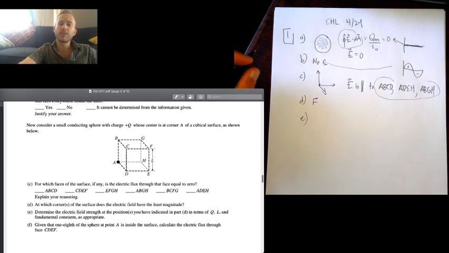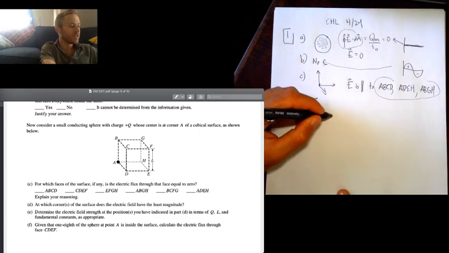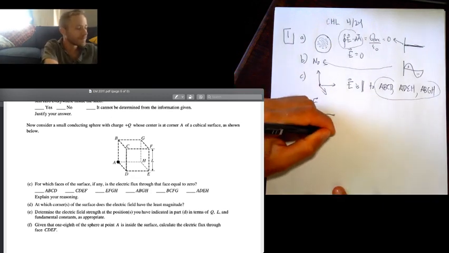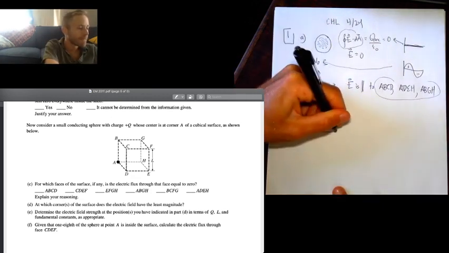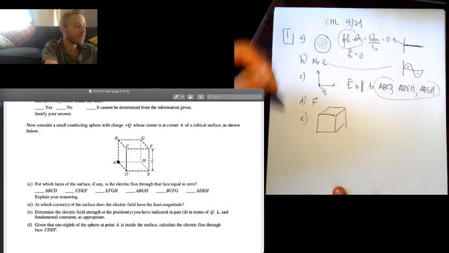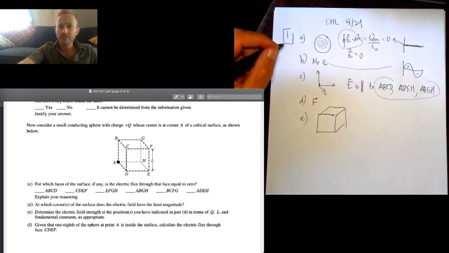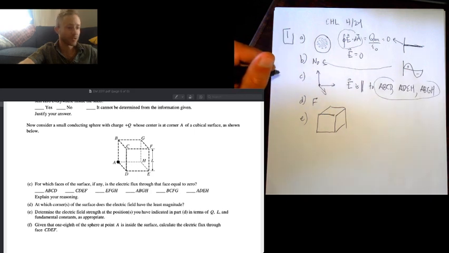Determine the electric field strength at the position you have indicated in part D in terms of fundamental constants, Q and L and all that stuff. Okay, so what is the distance across the diagonal of a cube? That's what we're trying to figure out here. Do you guys know the Pythagorean theorem in 3 dimensions? I'm just going to say it.